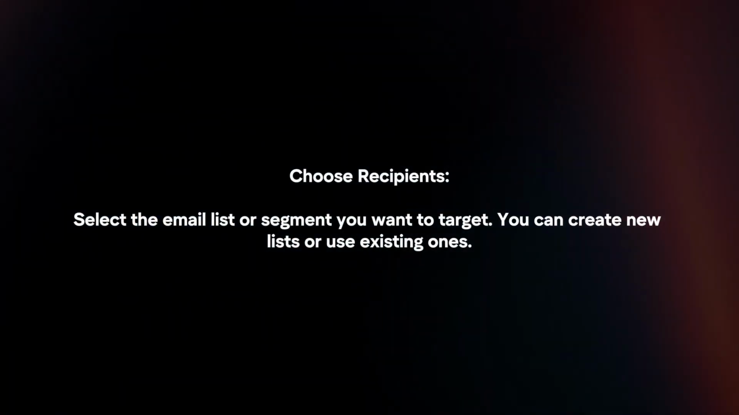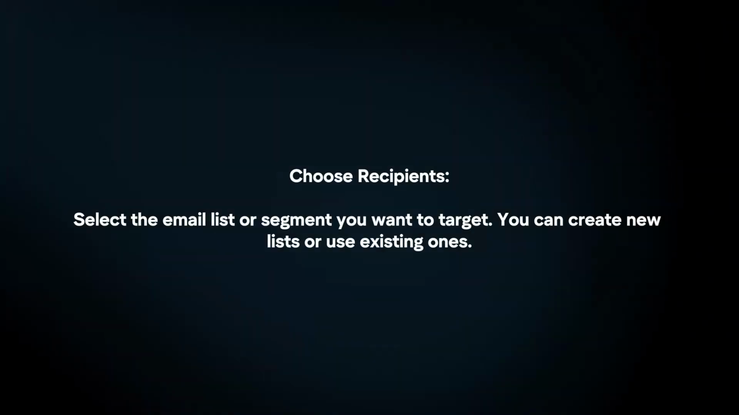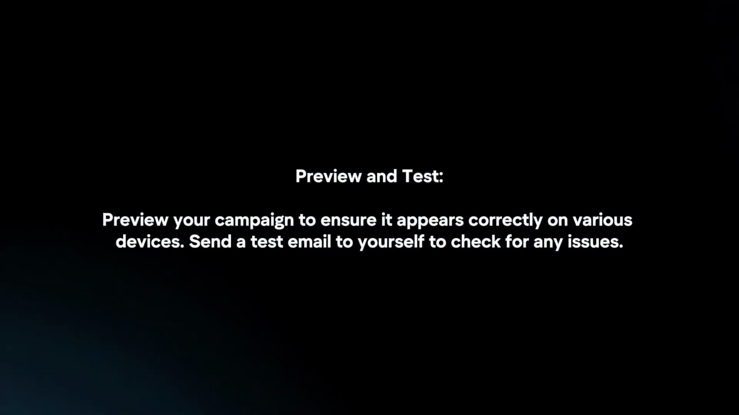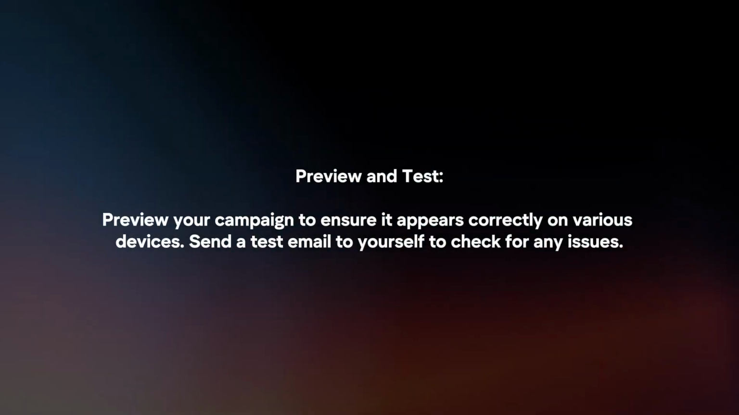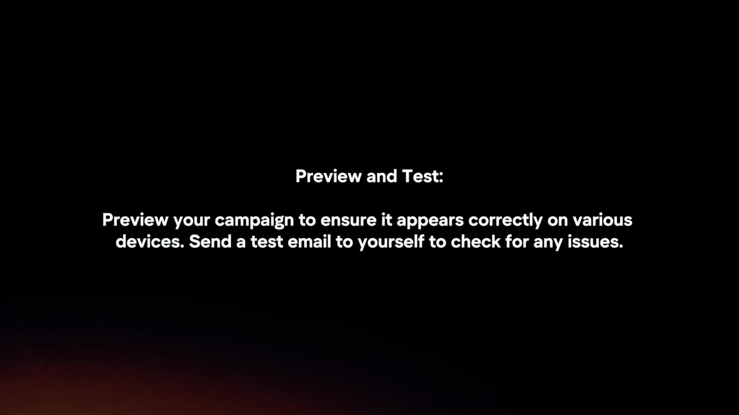Choose recipients. Select the email list or segment you want to target. You can create new lists or use existing ones. Preview and test. Preview your campaign to ensure it appears correctly on various devices. Send a test email to yourself to check for any issues.